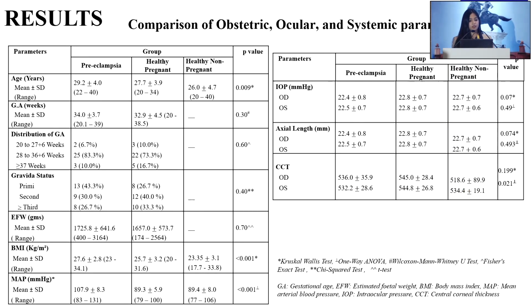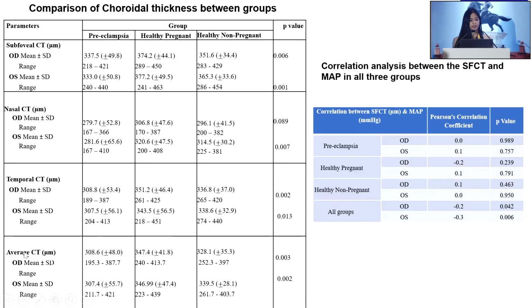So our results: first we compared the obstetric, ocular, and systemic parameters of each group. Then we compared the choroidal thickness between the groups, and we found that there was a significant difference in the subfoveal, nasal, temporal, and average choroidal thickness of both the right and the left eyes.